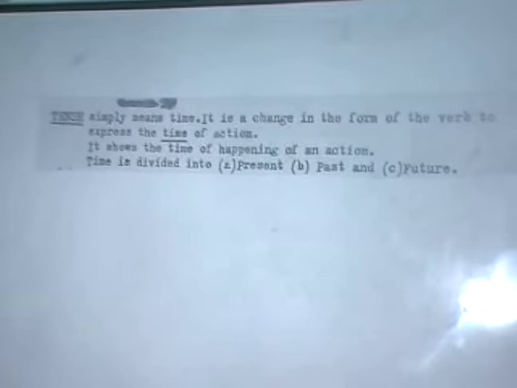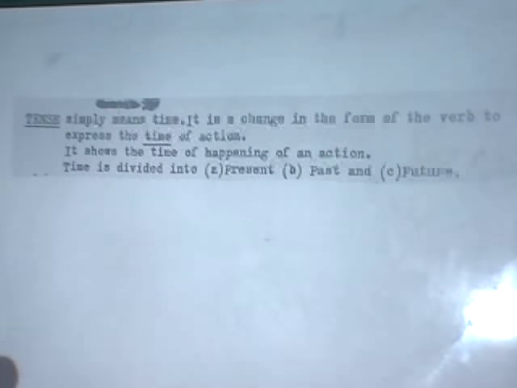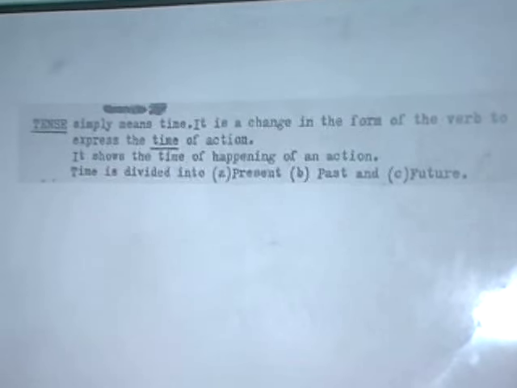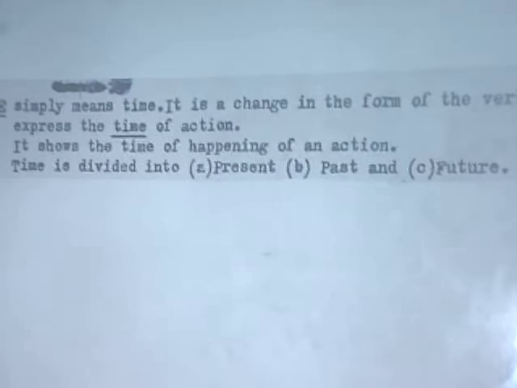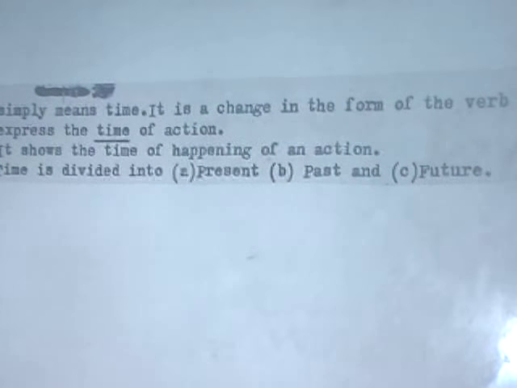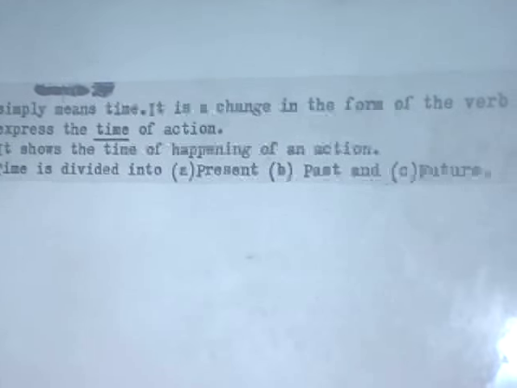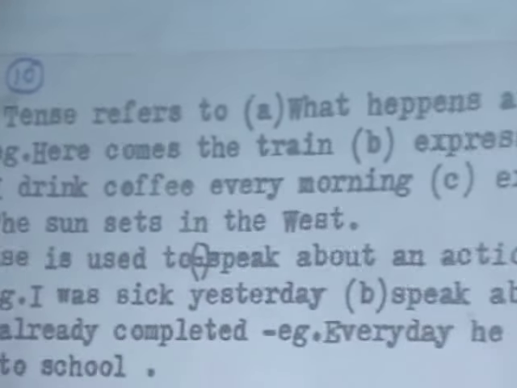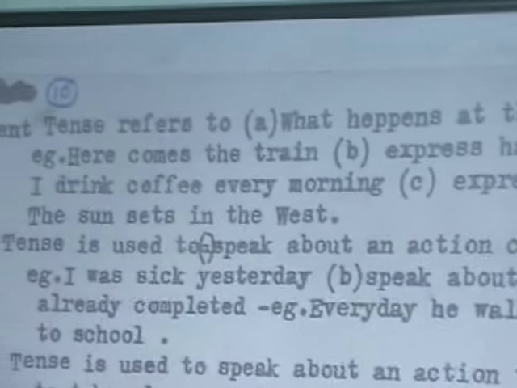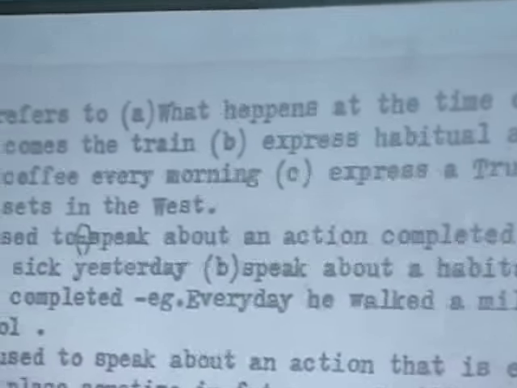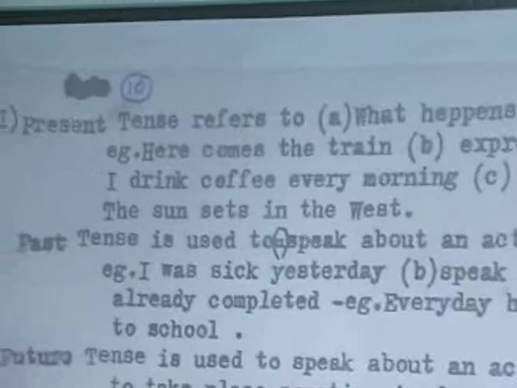Tense is a change in the form of the verb to express the time of action. It shows the time of happening of an action. Time is divided into present, past and future. Present tense refers to what happens at the time of speaking, as in, here comes the train. It can express a habit, as in, I drink coffee every morning. It can express a truth, as in, the sun sets in the west.